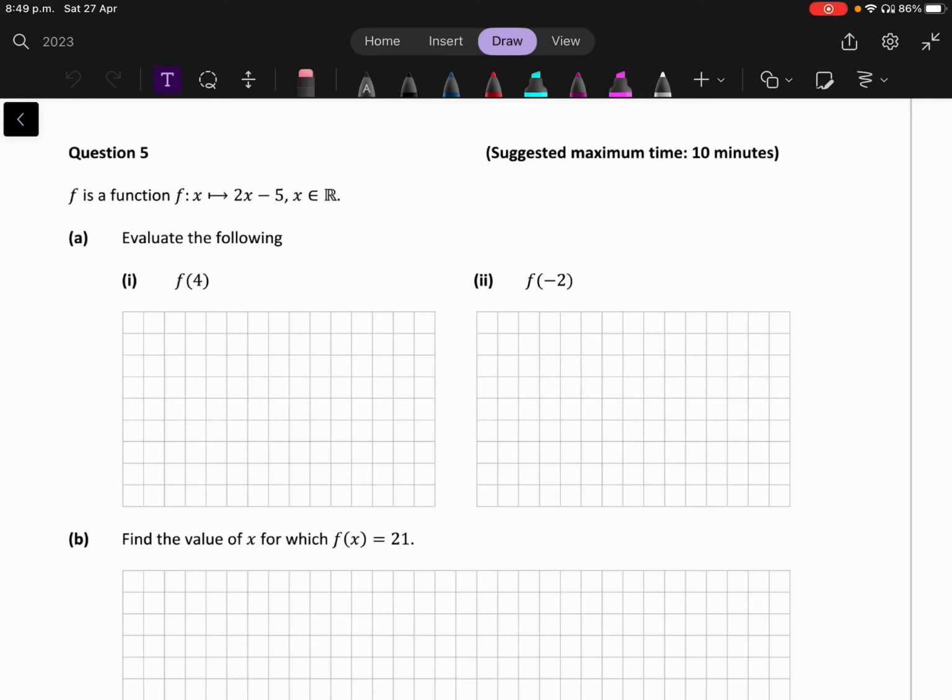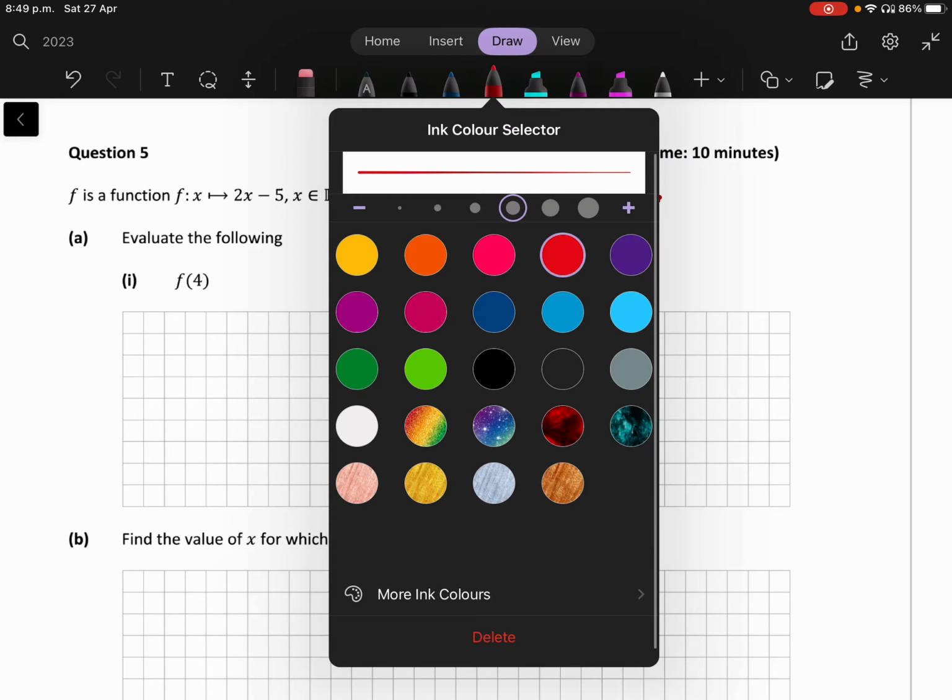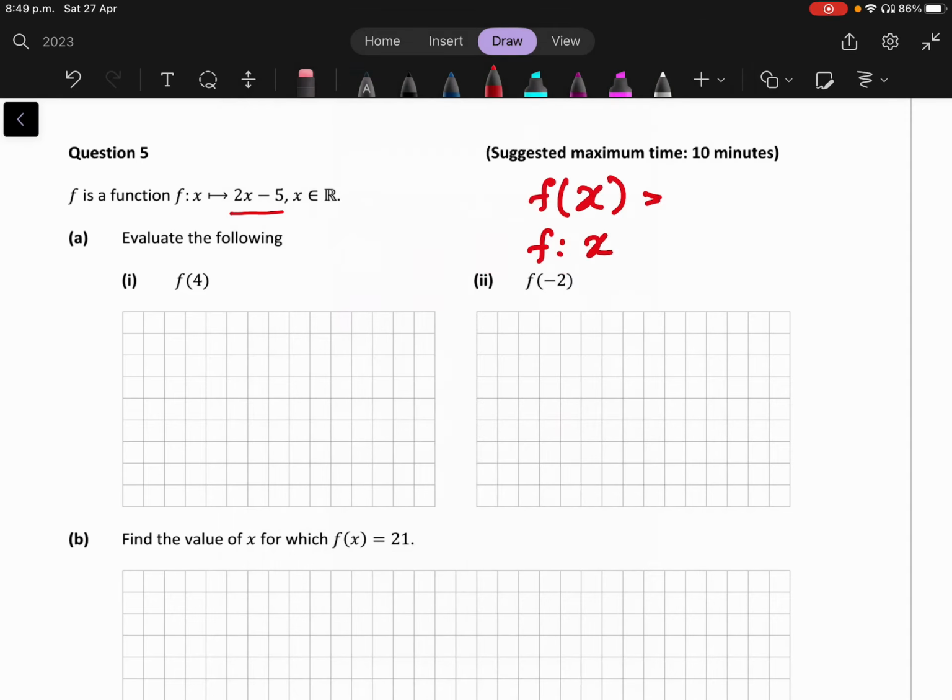Let's understand how we will do these questions, which I had shared before. Whenever they give you a function question, they can either give it as f of x is equal to, or they can give it in this format, f and then x. We need not worry whichever format they're giving. We just need to understand what the function is. In this case, the function is 2x minus 5.